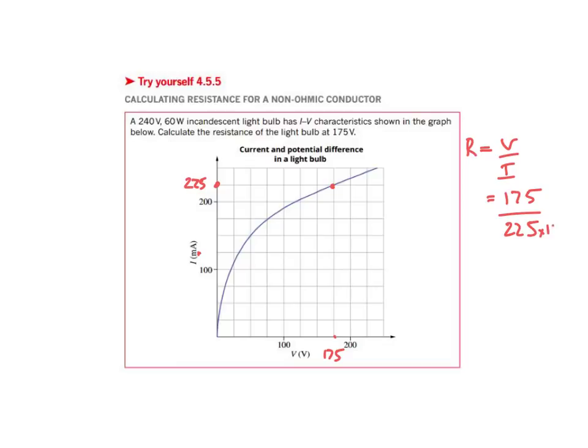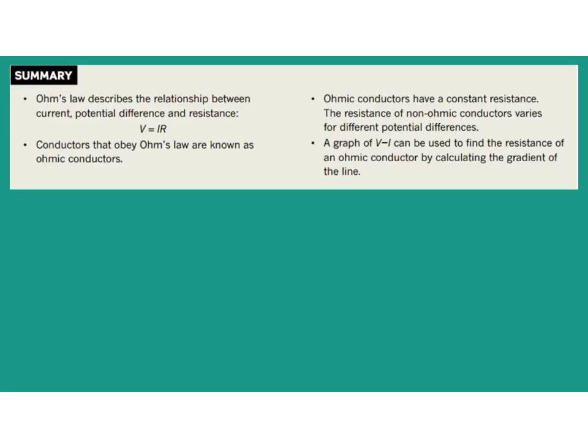So we want to times that by 10 to the negative 3. And what we get is 175 divided by 225 times 10 to the negative 3, and we get that that's going to be 777.7, rounded to 3 significant figures is 778. And that's ohms. So just be careful of the scale and read the question properly.